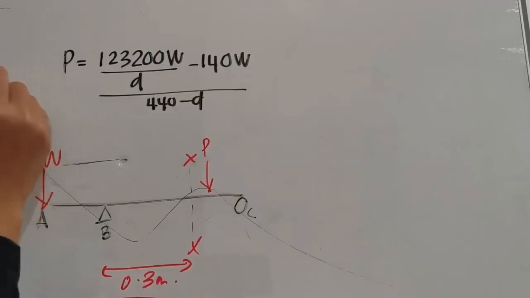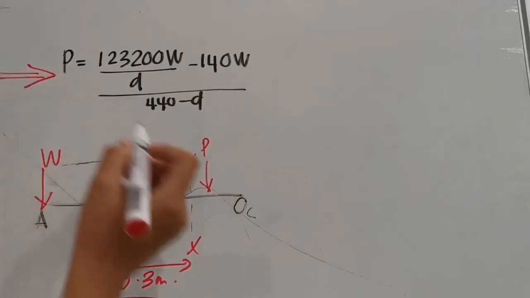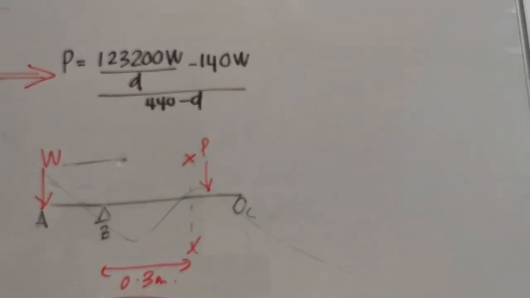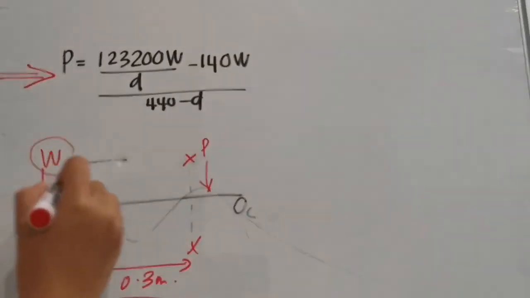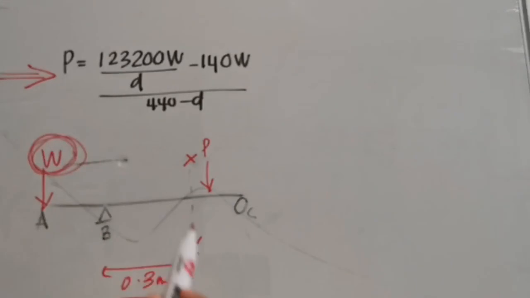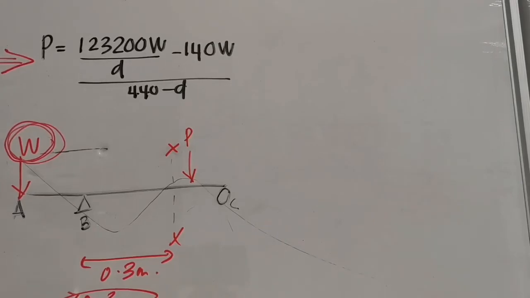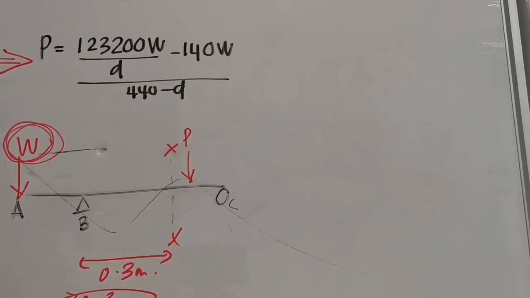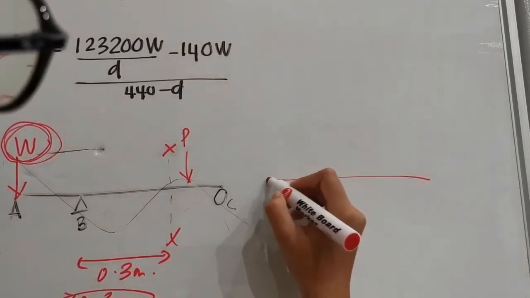Thus, the principle is very useful and flexible in solving structures. By using this equation, we can get the sagging moment equal to the hogging moment. We can put any value of W and assume D, but D must be greater than 0.3 meter, and the result will be sagging moment equals hogging moment.